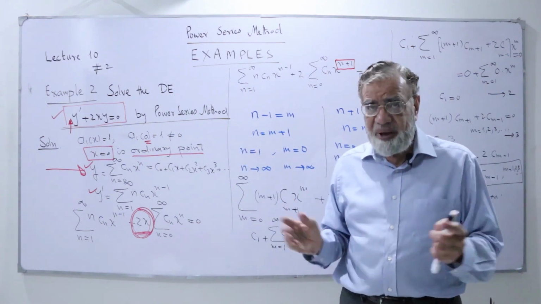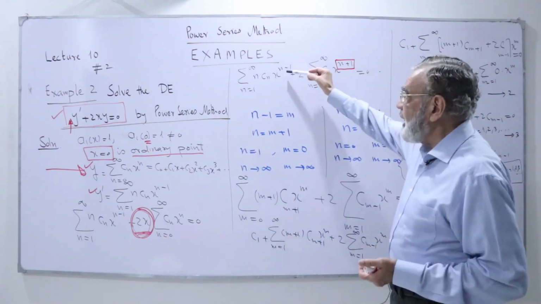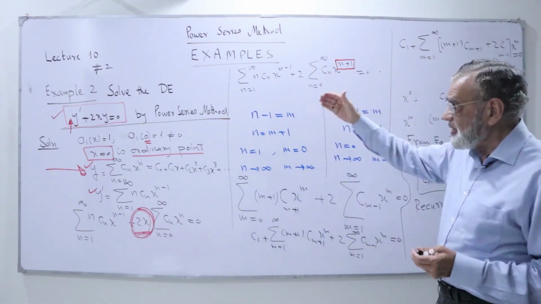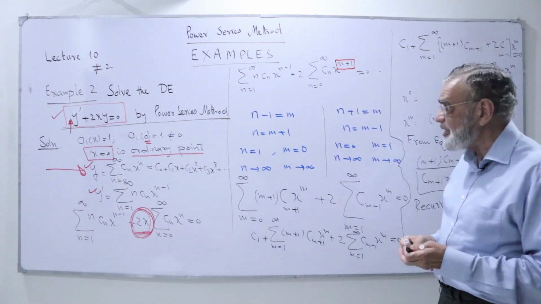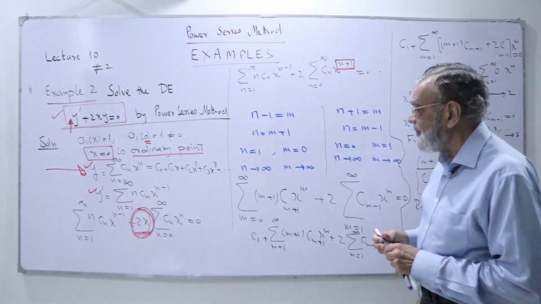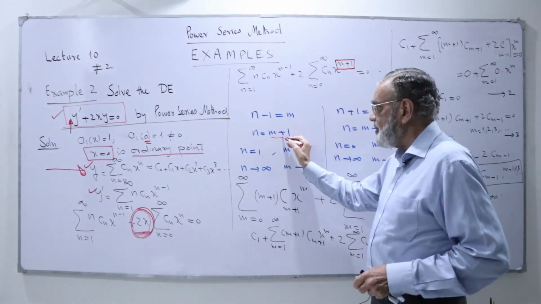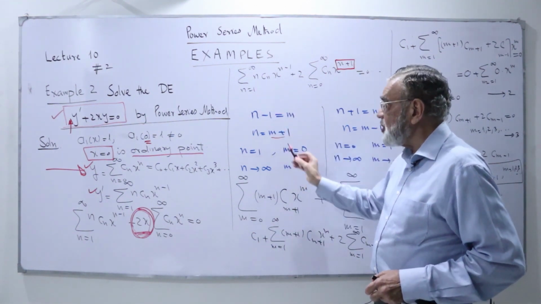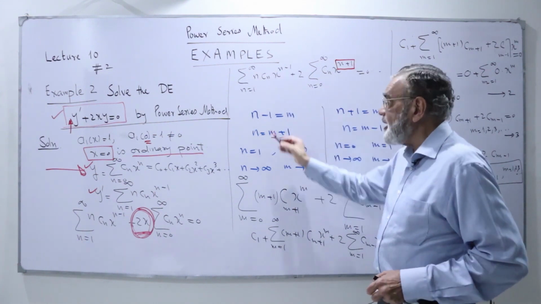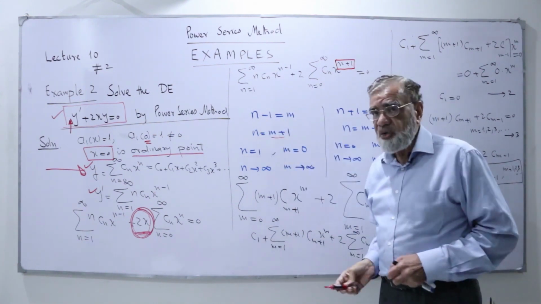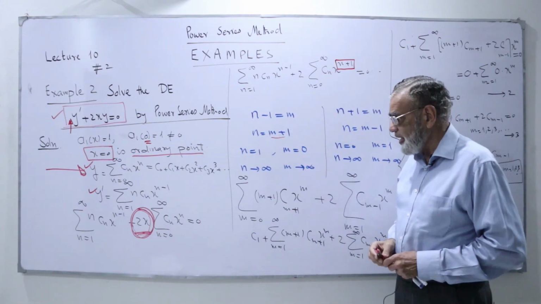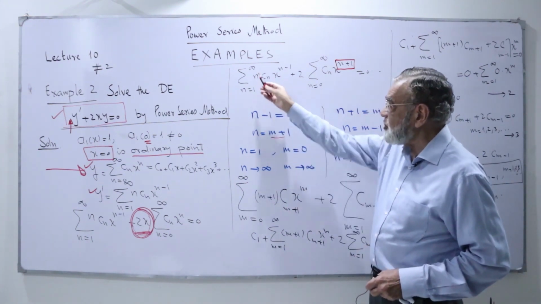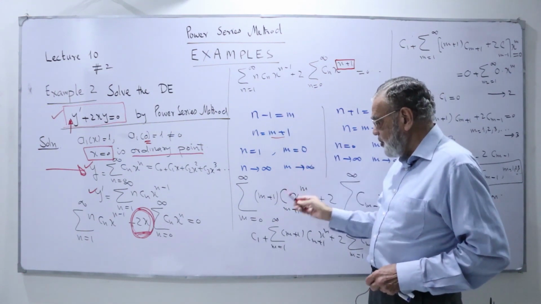So to make the power equal, we say n minus 1 is equal to m, and n plus 1 is equal to m. Then we see what changes happen when we make this change. Then we get the value of n is equal to m plus 1, because we take 1 to the other side. When n equal to 1 here, then m is equal to 0. When n goes to infinity, then n minus 1 also goes to infinity, so m goes to infinity. So our summation changes here. We have n from 1 to infinity, so it becomes 0 to infinity.